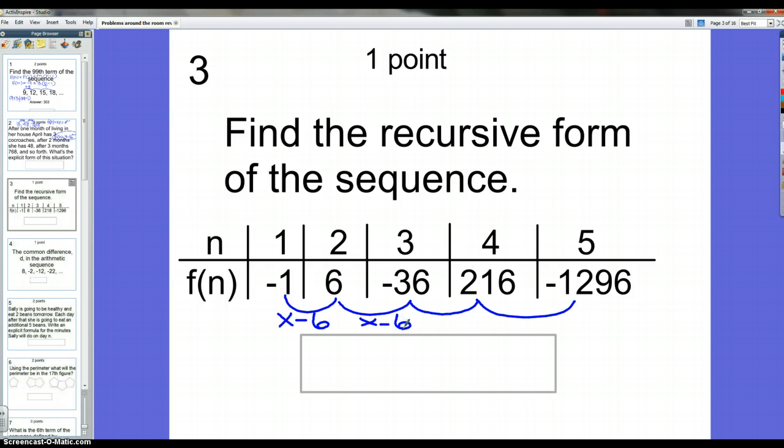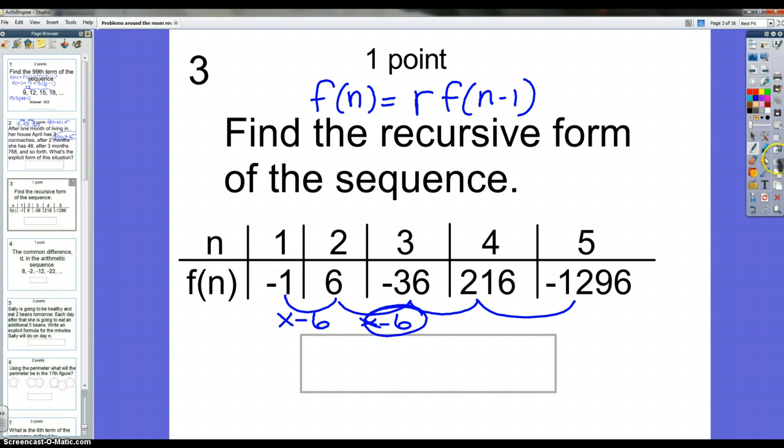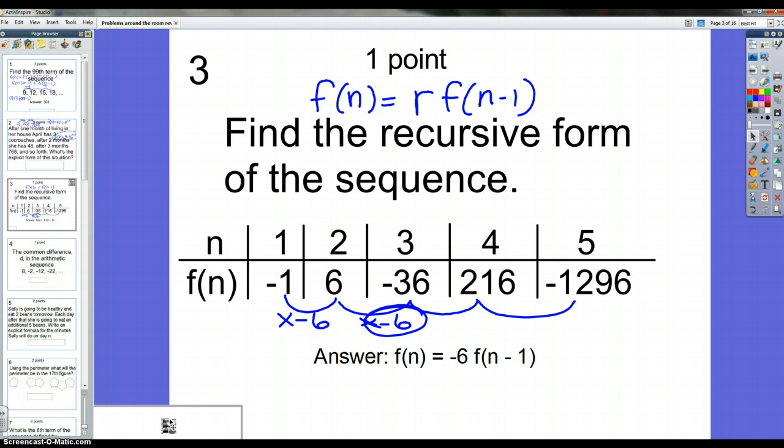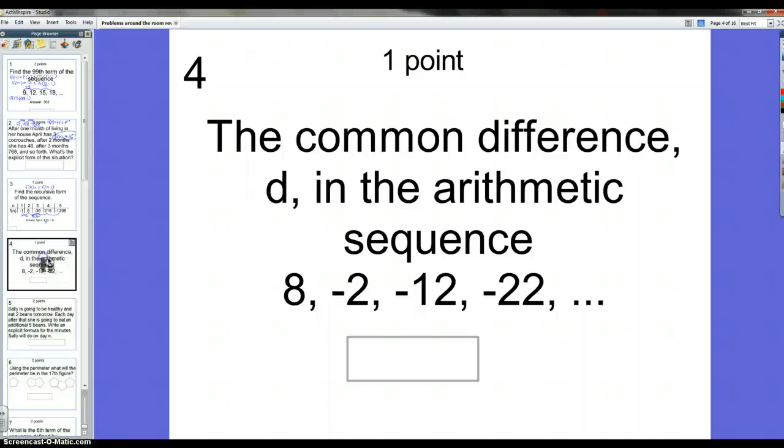So the recursive form of geometric is Fn equals r Fn minus 1. We found our r. Our r is that negative 6 number. So if we were to plug that in, we would have Fn equals negative 6, and then we just have Fn minus 1. We don't have to put a times symbol in between the negative 6 right here and the f because that's implied. It's just already there without us doing it.